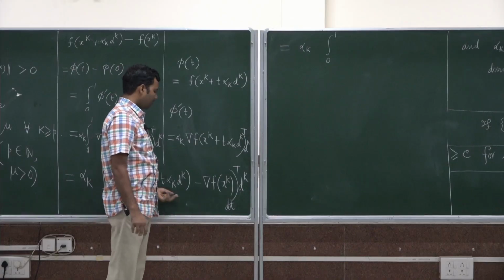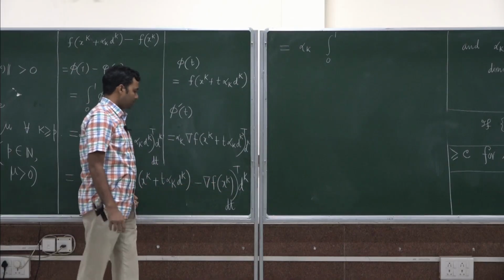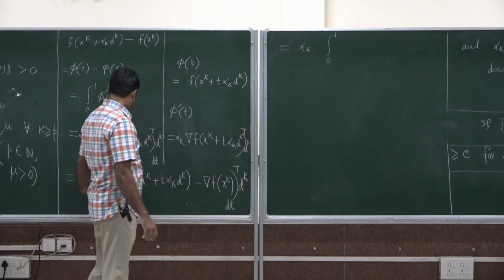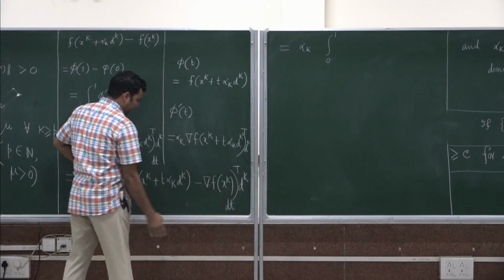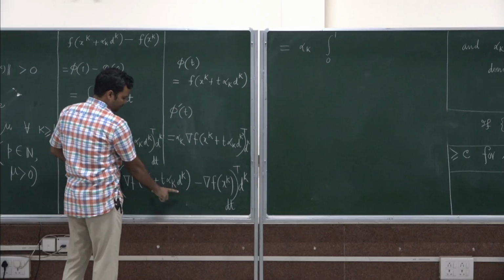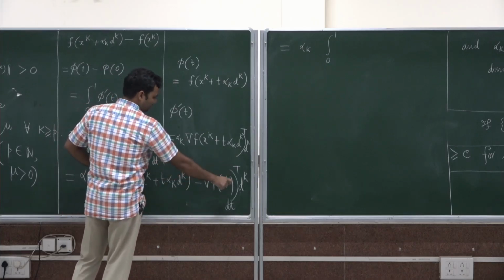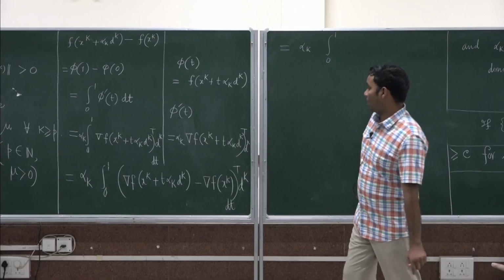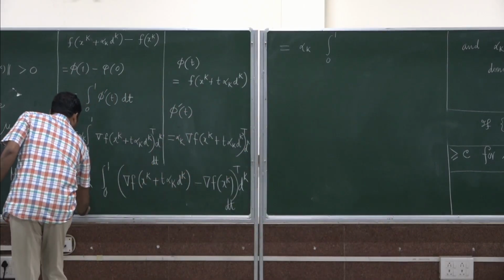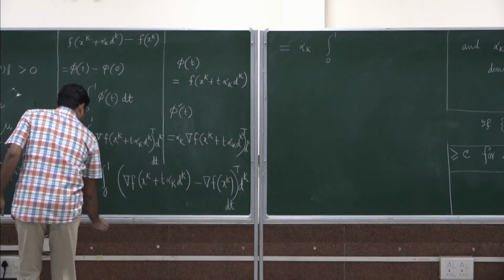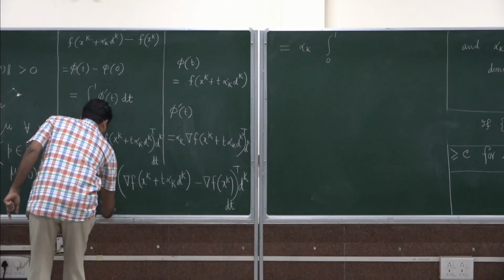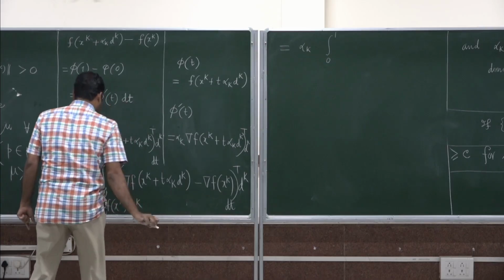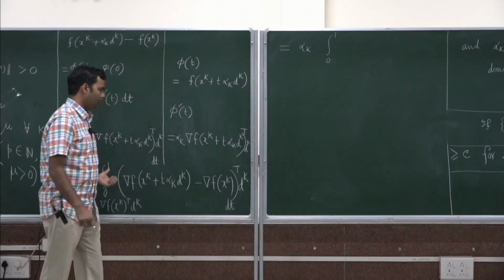By the Cauchy inequality, this portion of the integrand is less than or equal to the norm of grad f at this point minus grad f(xk), times the norm of dk. Yes, I subtracted and then added, right? This addition is required. Then plus alpha k times gradient of f(xk) transpose dk, and the integration from 0 to 1 is so on.